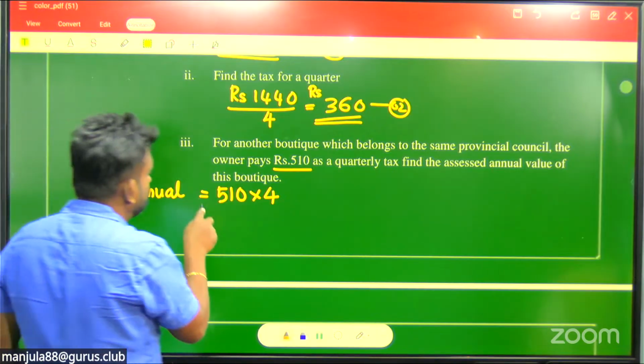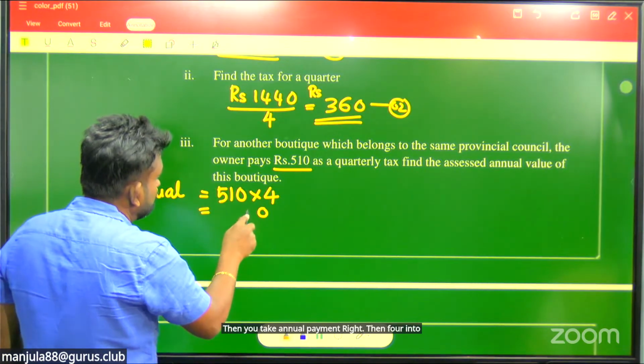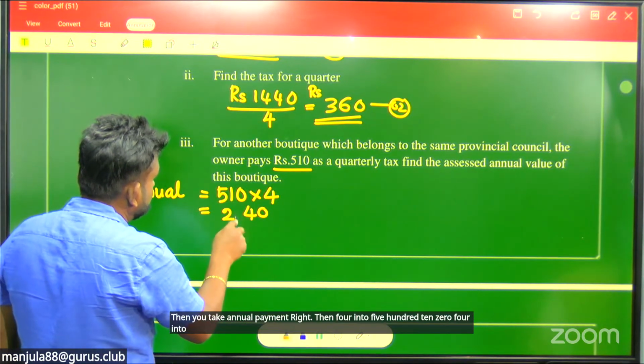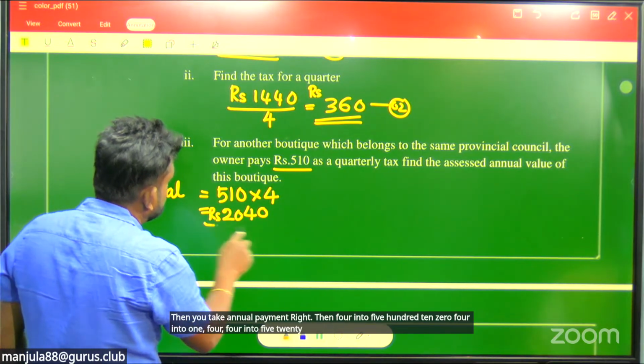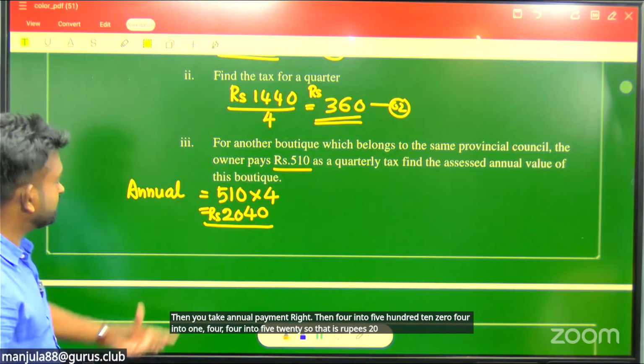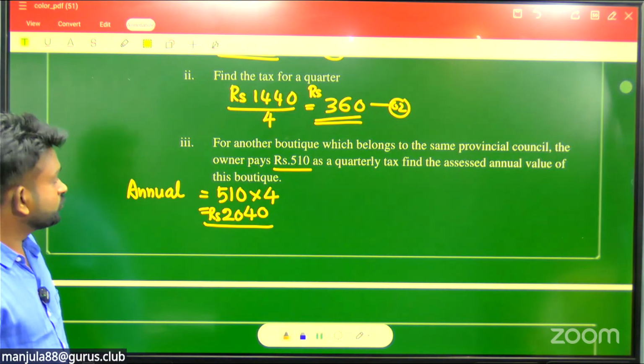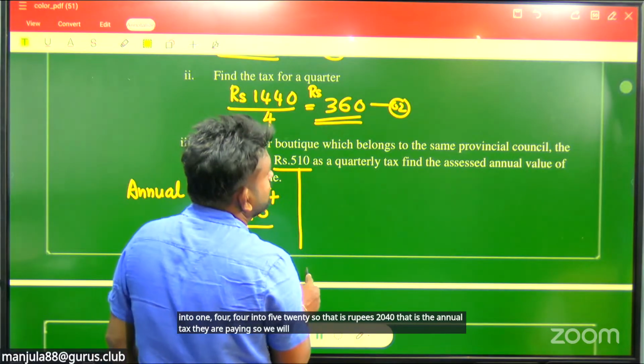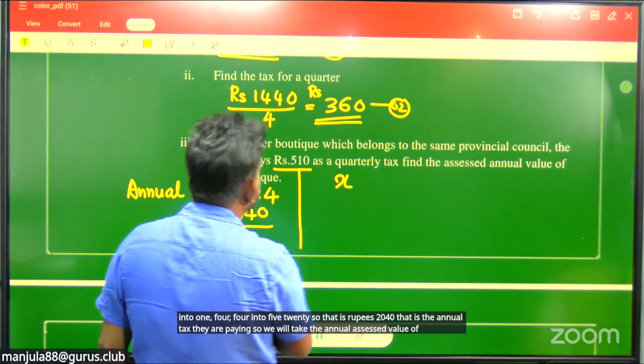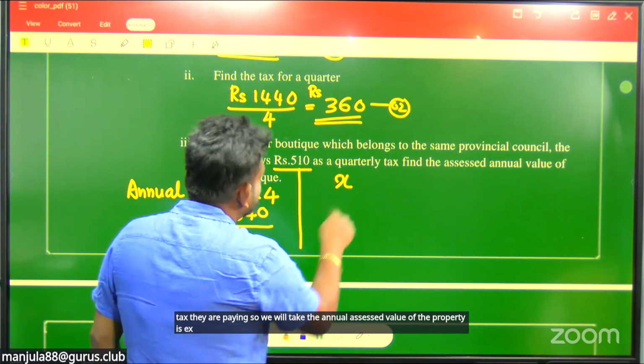Right, then 4 into 510, 0, 4 into 1, 4, 4 into 5, 20. So that is rupees 2,040. That is the annual tax they are paying.